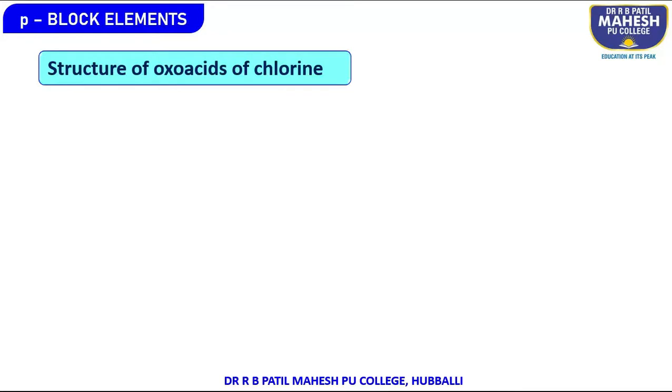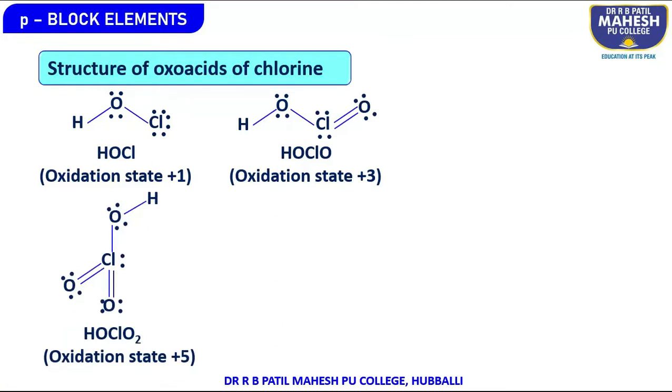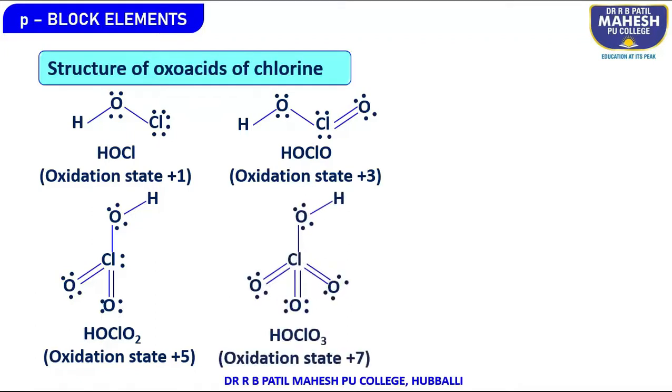Structure of oxoacids of chlorine. Hypochlorous acid, HOCl, in which the oxidation state of chlorine is found to be equal to +1. Next one is HOClO, that is HClO2, chlorous acid, in which the oxidation state of chlorine is +3. Next one is chloric acid, HClO3, in which the oxidation state of chlorine is +5. The last one, perchloric acid, HClO4, in which the oxidation state of chlorine is +7.